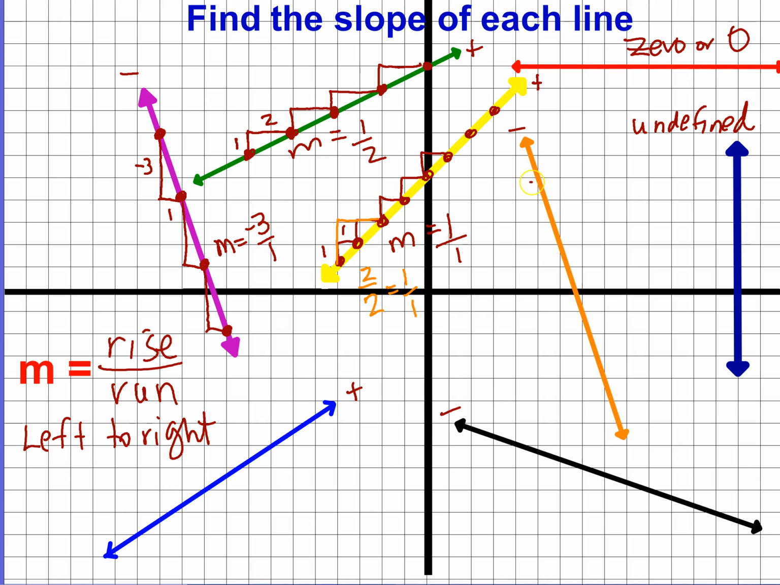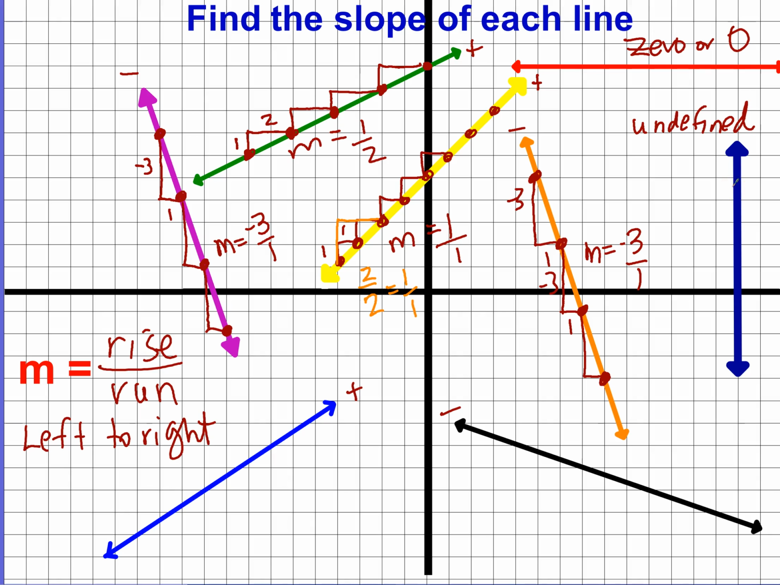Let's look at the orange line. Dot here, it crosses a corner there, crosses a corner there, crosses a corner there, and from left to right, this line is rising to the left. So I'm going down 1, 2, 3 to the right 1, down 1, 2, 3 to the right 1, down 1, 2, 3 to the right 1. So the slope of the orange line is negative 3 over 1.